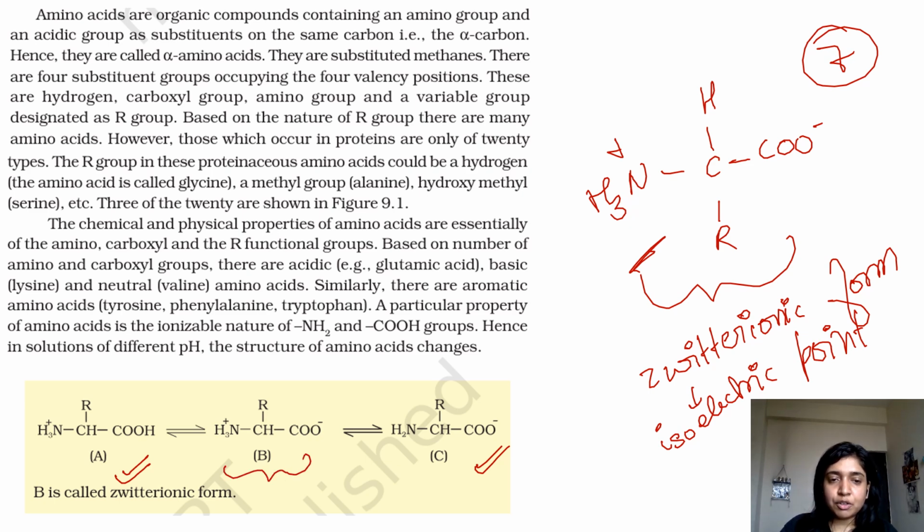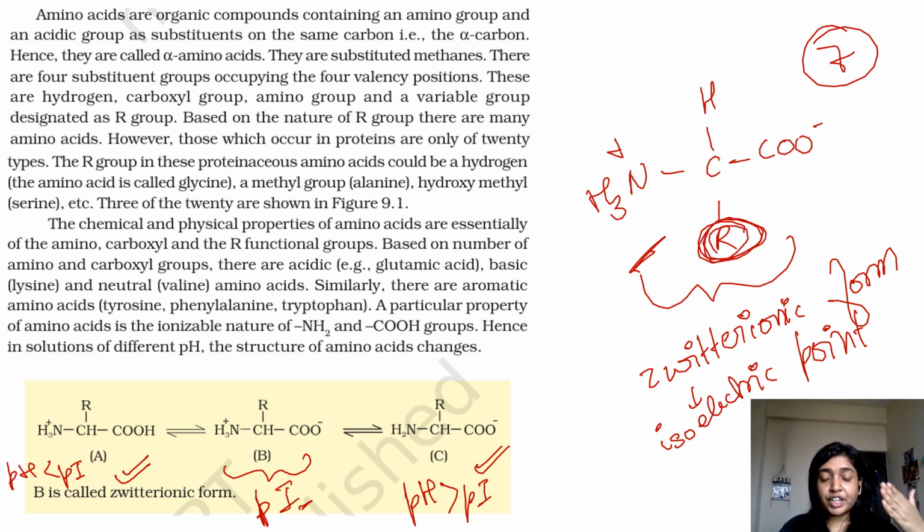And this particular form will only be observed at your isoelectric point, which is known as pI. This will be observed when the pH is greater than pI, and this will be observed when pH is less than pI. And this pI can be anything. It can be 6, 7, 8, depending on the type of amino acid. And why does the amino acid vary? It is because of this particular functional group. So different amino acids have different functional groups. All right, so let's just go through the text first.